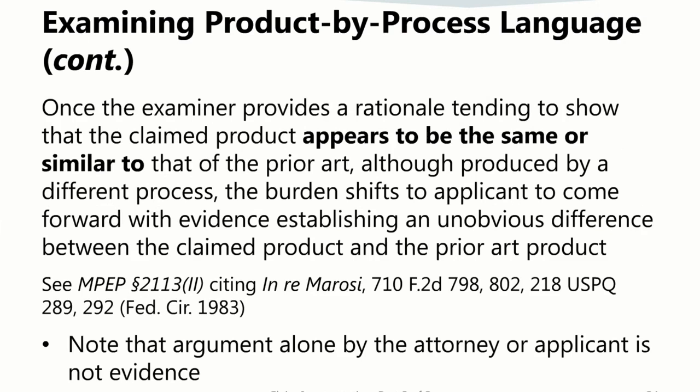Again, once the examiner has provided a rationale that the claimed product appears to be the same or similar to that of prior art, although produced by a different process, the burden will shift to applicant to come forward with evidence establishing an unobvious difference between the claimed product and the prior art product. Attorney argument alone, without supporting factual evidence, will likely be insufficient to overcome the rejection.